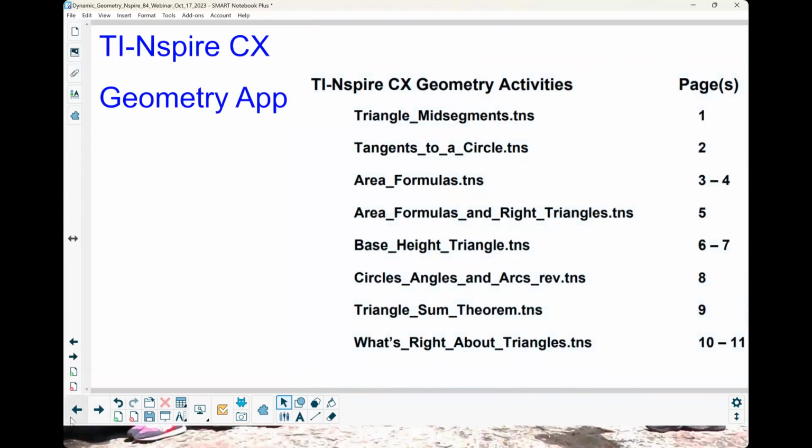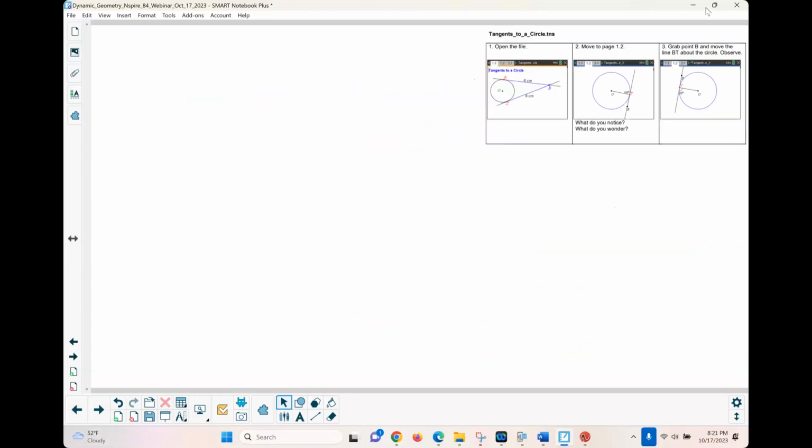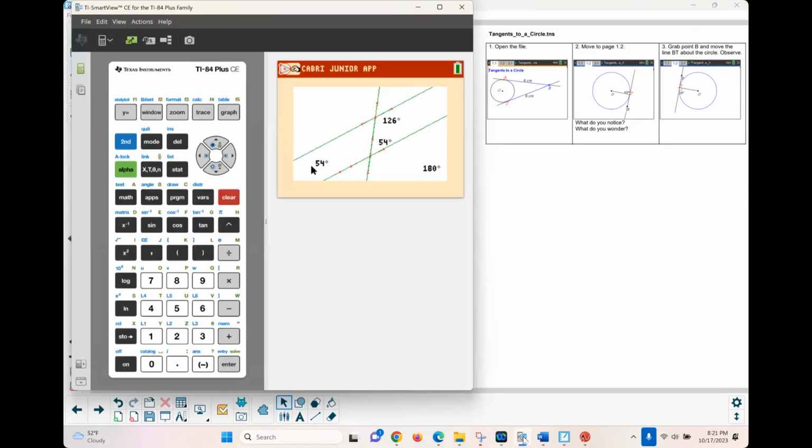Okay, I changed it. So these are some activities that either I created or you can get on TI-Nspire, Math Inspired. And this is the step-by-step here on how to do it. So I made a little table of contents. We're going to start off with one of my favorites, tangents to a circle. This is like the first 3 slides off of that PDF that shows you step by step. So I'm going to go ahead and bring up TI-Nspire.